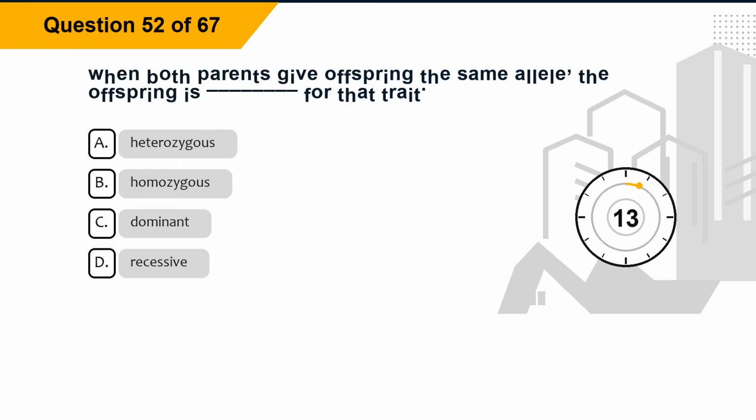Question 52. When both parents give offspring the same allele, the offspring is blank for that trait. Option A, heterozygous. Option B, homozygous. Option C, dominant. Option D, recessive.